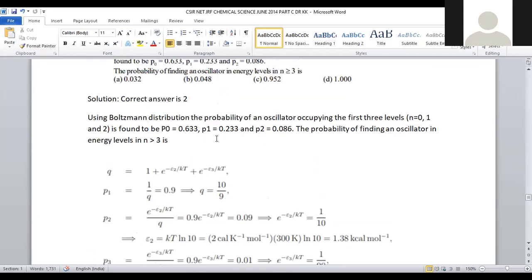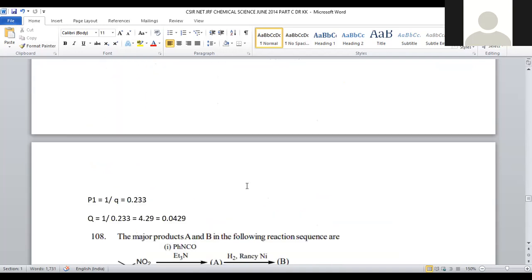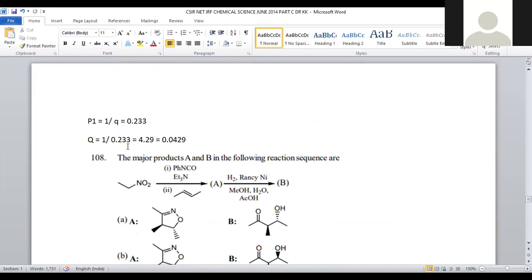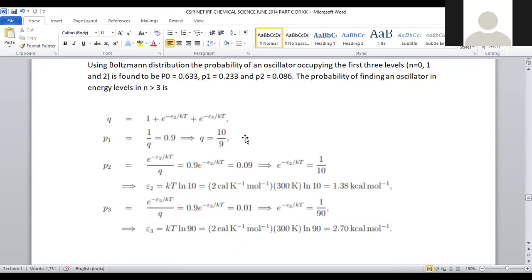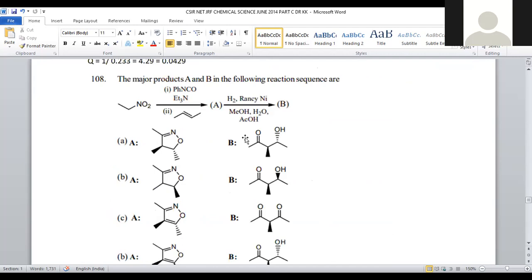What is the P1 value? P1 value is 0.233. So 1 by 0.233 was taken, it will become 4.29. Can be multiplied with 100 so that it will be turned into 0.0429. 0.0429 is provided in option number 2. For question number 107, option number 2 is the correct answer. This is in accordance with Boltzmann distribution law. Let us move on to question number 108.